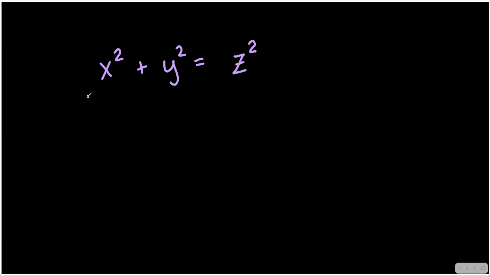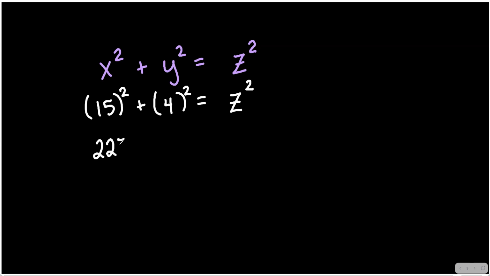So what do I know about x? I know that x is 15. I know that y is 4. And I know that z is what we're looking for. So I'm going to go ahead and square those. 15 squared is 225. 4 squared is 16. And z, we still do not know. When I add those, I get 241.